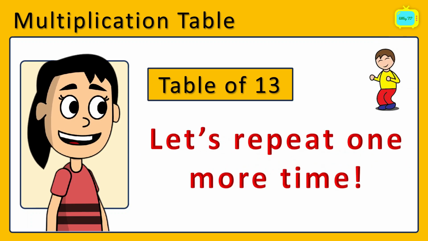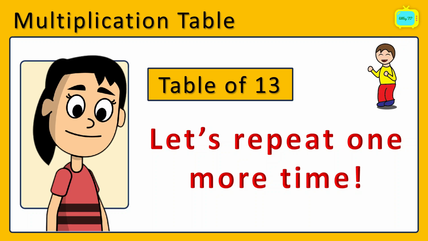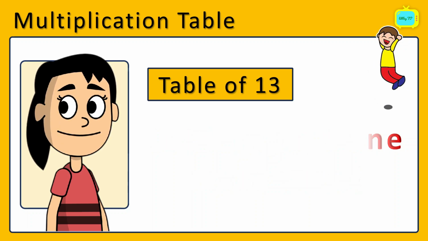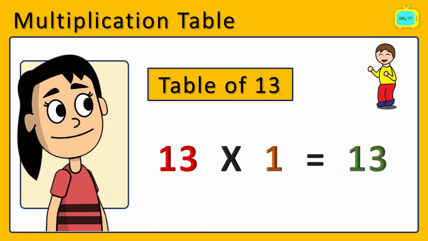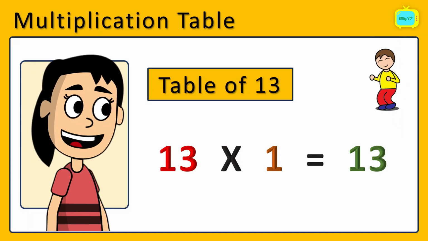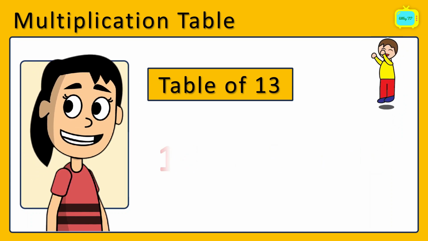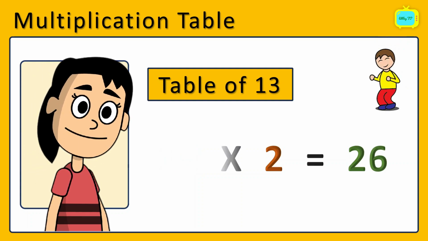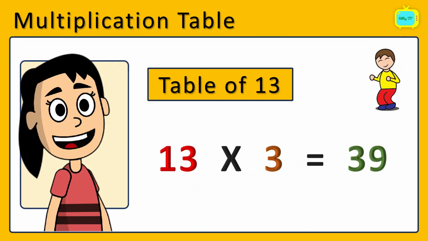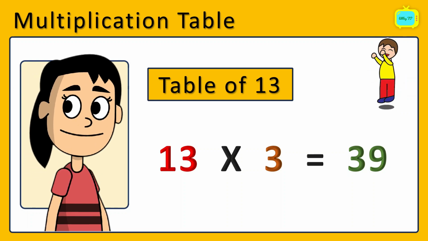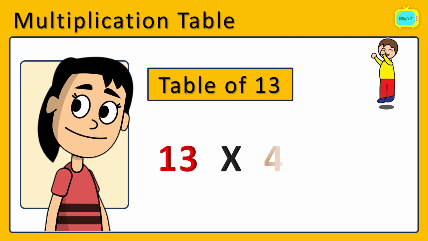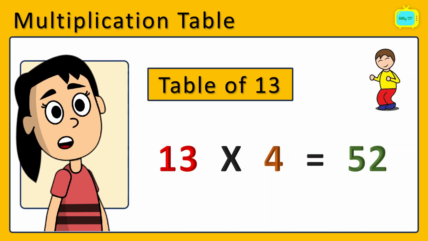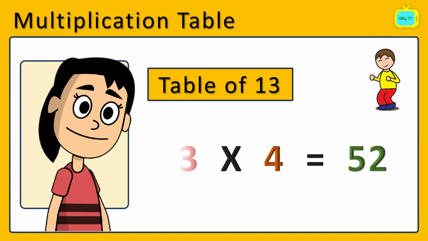So kids, it's time to repeat it one more time. 13 1 is 13. 13 2s are 26. 13 3s are 39. 13 4s are 52.